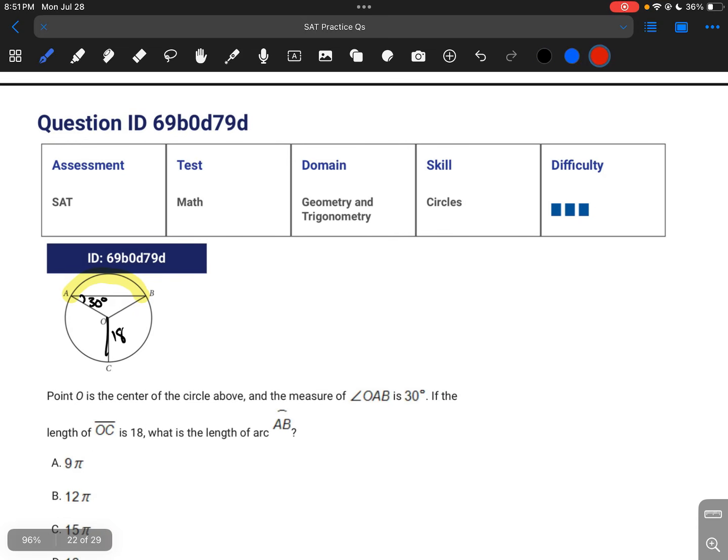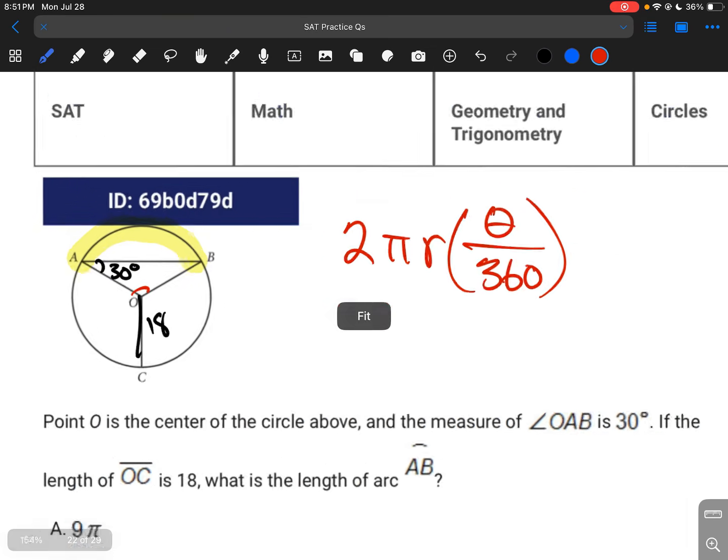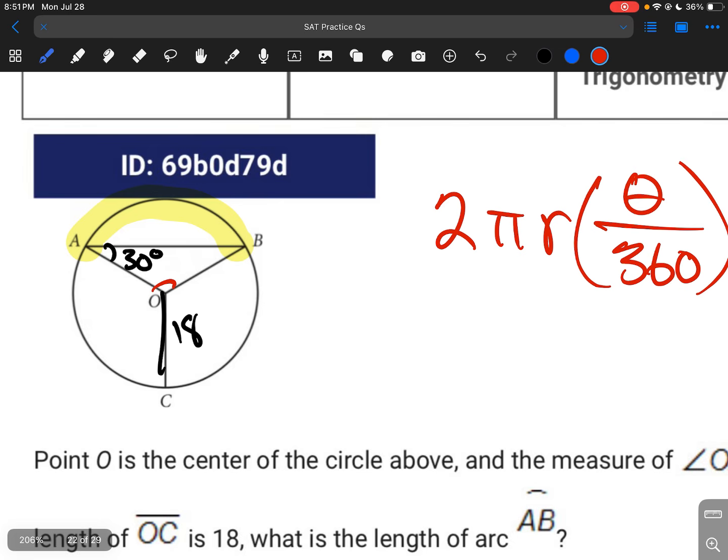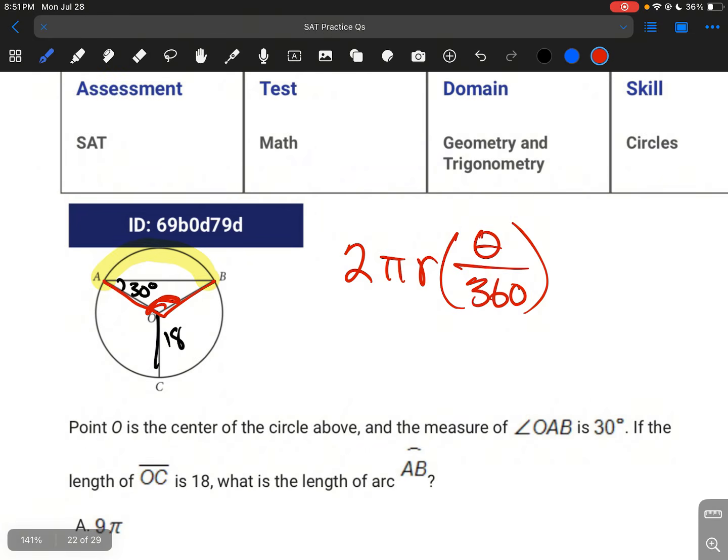Okay, so first let's start with the equation for the length of an arc. The equation for the length of an arc is 2 times pi times r, the radius, times theta, which is the angle of interest, over 360. So basically, if we can find this angle AOB, this guy right here, then we could find the length of this arc, because we already know the radius is given to us as 18.